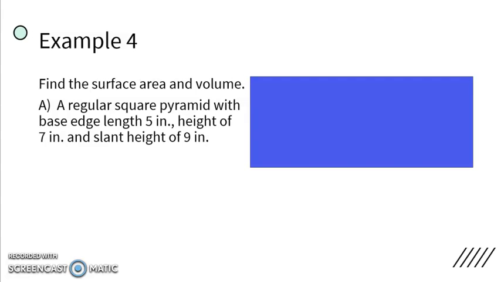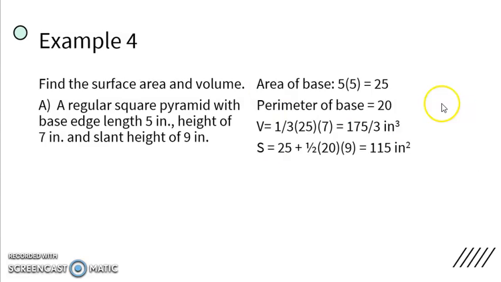So we're going to start off again by finding the area of the base and the perimeter of the base, and then we're going to put it into our formulas. For the area of the base, it's the side length times itself, which is 25 because it is a square. For the perimeter of the base, it's just 4 times the side length, or 20.